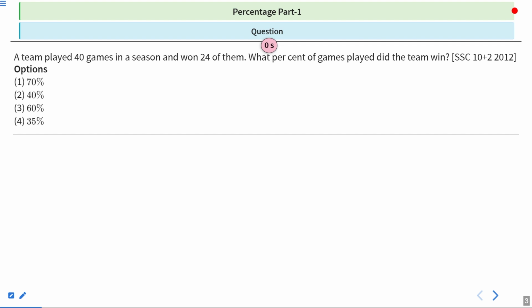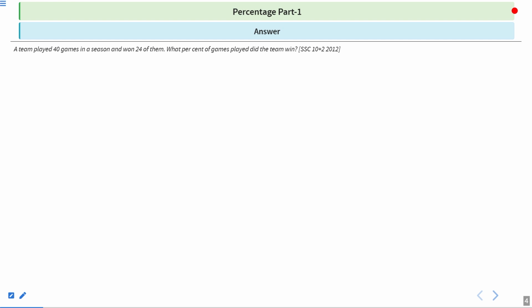Now time's up. Let's see the solution of this question. First we need to understand the question. The question says that a team played a total of 40 games and won 24 out of 40. Now the question is, in percentage form, what percentage of the games out of 40 did the team win? The correct answer of this question is option 3, which is 60%.